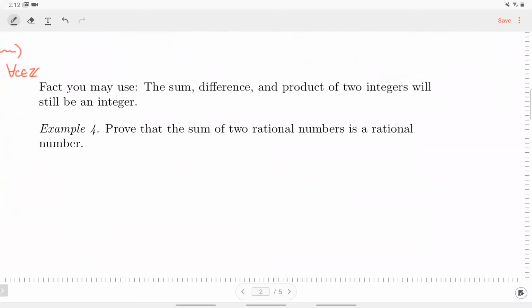All right. So in general, for this class, you can just assume the sum, difference, and product of two integers will still be an integer. All right. Now, obviously, the quotient won't, 2 divided by 3, that's not going to work. But the sum, difference, or product, you can just assume that and use that fact like we have been. Okay. But let's not assume that for rational numbers. Let's actually prove that the sum of two rational numbers is a rational number. Okay.